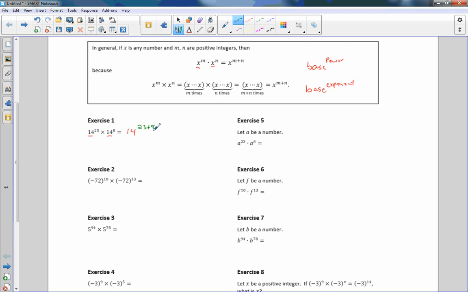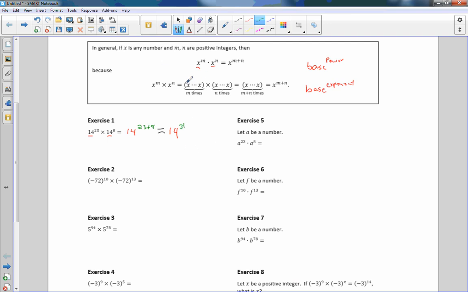Now I want you to show your work on these until you get the feel for this, and that will just help you solidify the rule. So 14 to the 23 plus 8 is 14 to the 31st power. Okay? Let me change the color of that since we're doing exponents in green. So this is 31. So it's 14 to the 31.